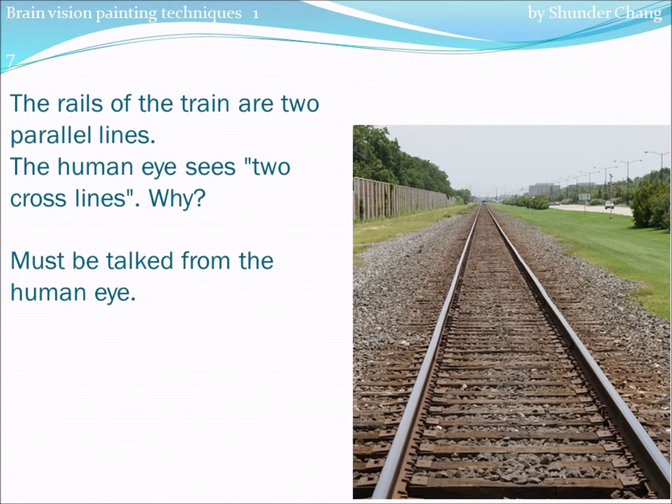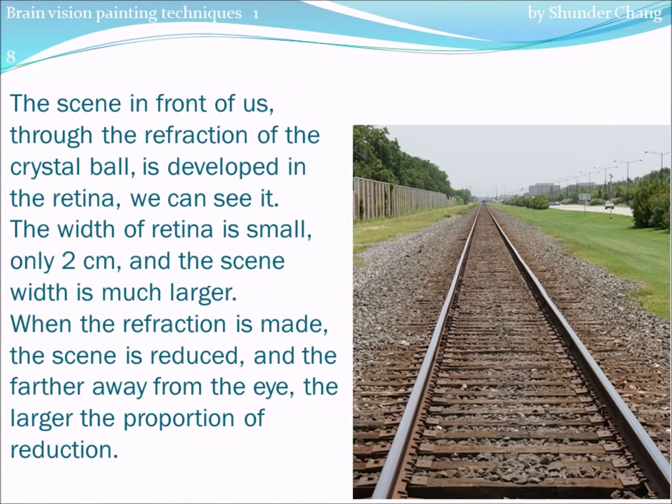The rails of the train are two parallel lines, but the human eye sees two crossing lines. Why? We must start from the human eye. The scene in front of us, through the refraction of the crystal lens, is projected onto the retina, and we can see it. The width of the retina is small, only 2 centimeters, and the scene width is much larger. When the refraction is made, the scene is reduced, and the farther away from the eye, the larger the proportion of reduction.